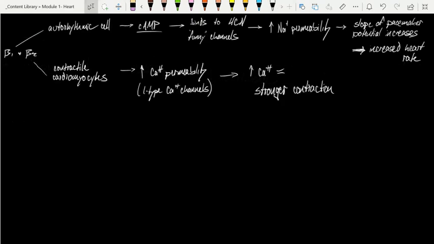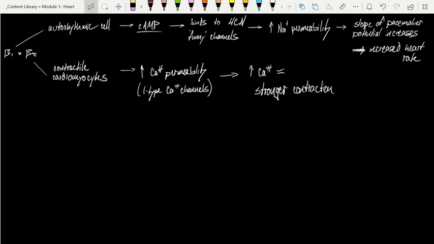So to summarize, for the sympathetic system, working through both beta-1 receptors on the autorhythmic cells and beta-2 receptors on the cardiomyocytes, we get an increased heart rate by modification of the funny channel, and we get a stronger contraction as we modify the L-type voltage-gated calcium channel in the cardiomyocyte and increase calcium permeability.